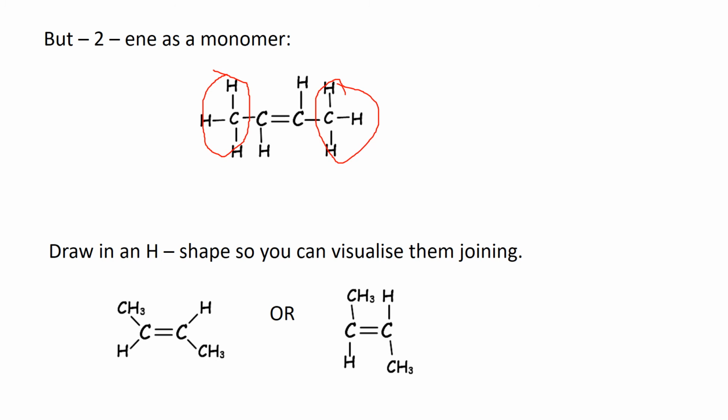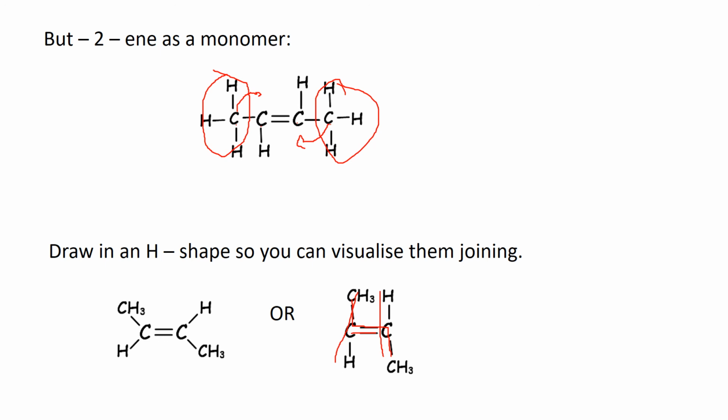So here are 2 examples. Now both mean the exact same. Remember we said that the bonds can rotate, they can flex about. So this methyl branch here can move up here. And likewise this methyl branch here can occupy this space down here. So drawn in an H shape, or drawn like this, it's the exact same. It's still 1, 2, 3, 4 carbons in a row.